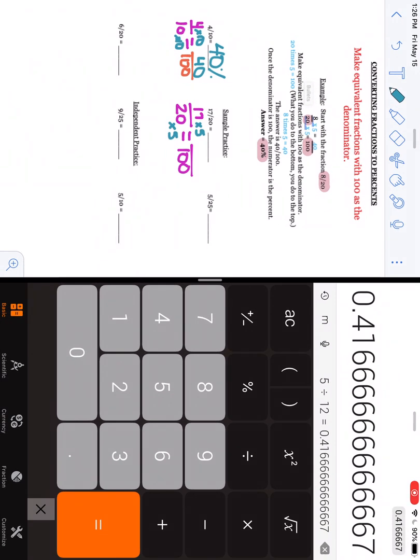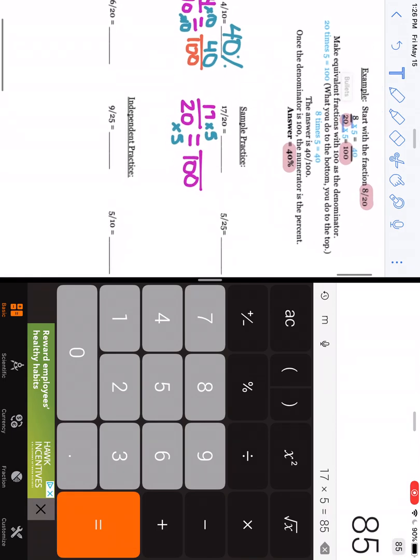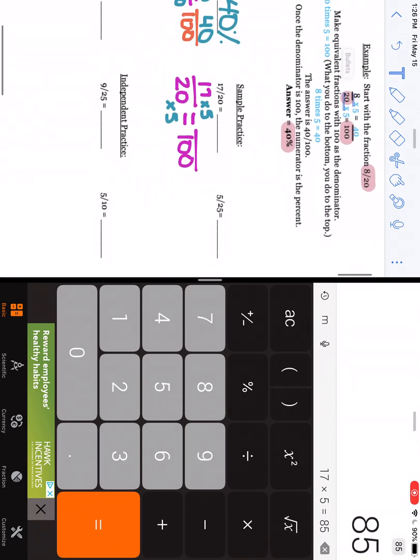So now we do 17 times 5, and we can do that by using our calculator. I'm going to just switch it this way. That way it's a little bit easier to look at. So we're going to do 17 times 5, and that gives us 85. Okay? So that becomes our new numerator. And again, now our denominator is 100, so 85 just becomes our percent. So 17/20 is equivalent to 85%.